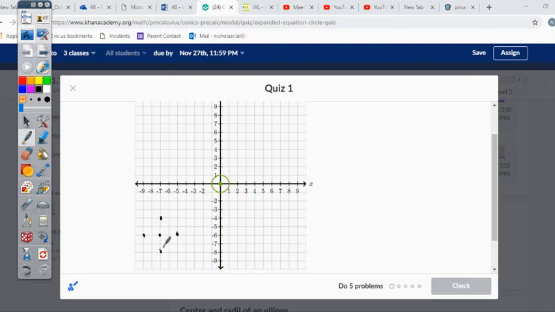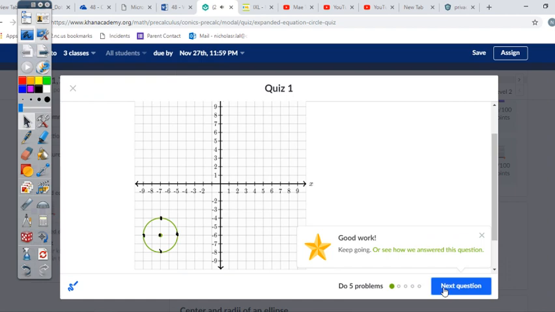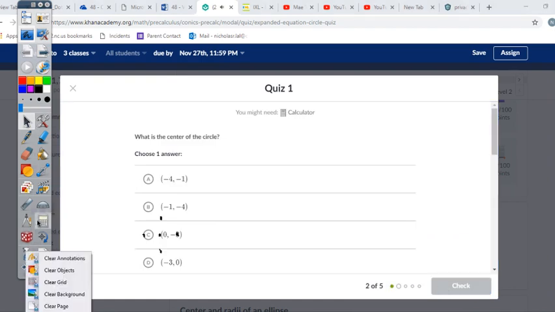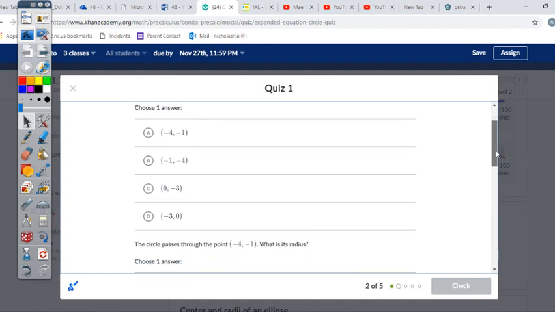So let's use our circle drawing tool in Khan Academy to have a center of -7, -6, and then get a radius of 2. And now the circle has a radius of 2. So let's check that. That was right. Clearing annotations.